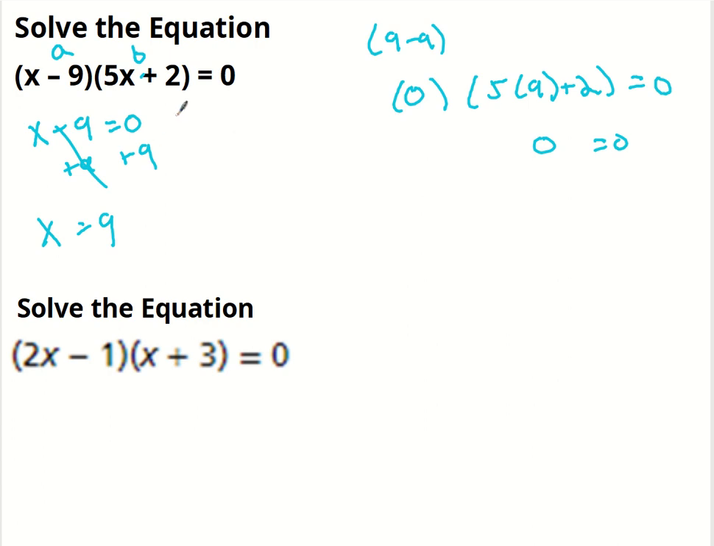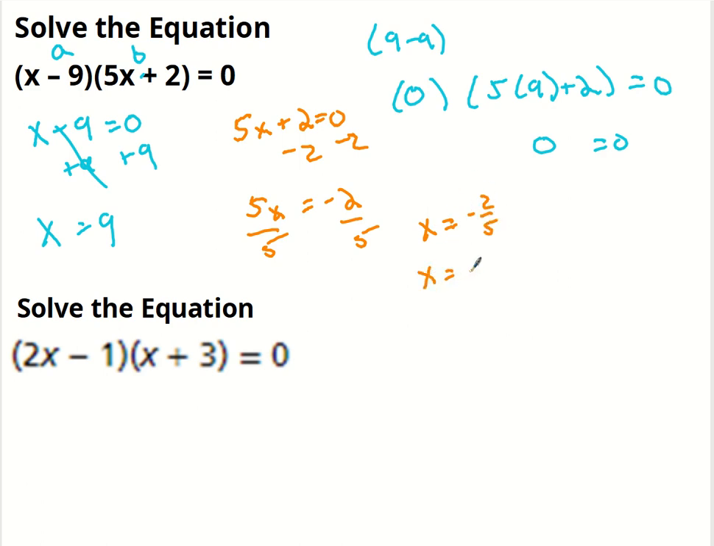There's going to be another solution, and that's if this term is equal to 0. So I can set up a second equation as 5x plus 2 equals 0, because if this whole value is equal to 0, then this whole equation is equal to 0. I can subtract 2 from both sides. I get 5x equals negative 2, divided by 5, x equals negative 2/5. Or you could put x equals negative 0.4. Either one of these answers would be acceptable.